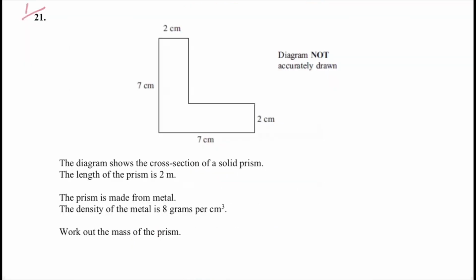Okay, so we've got another crossover question. The diagram shows the cross section of a solid prism. Now, when we're reading that word prism, we should be realizing that what we're actually looking at is a 3D shape. They just haven't drawn a 3D shape.